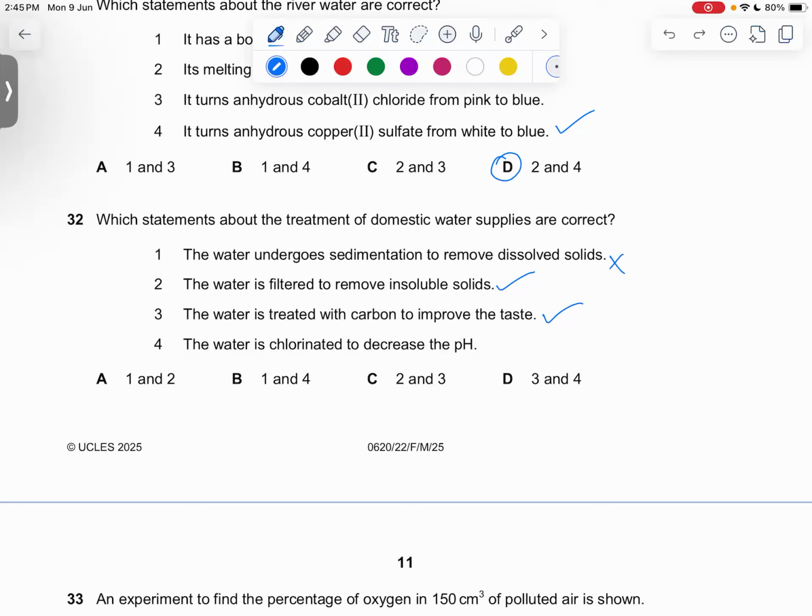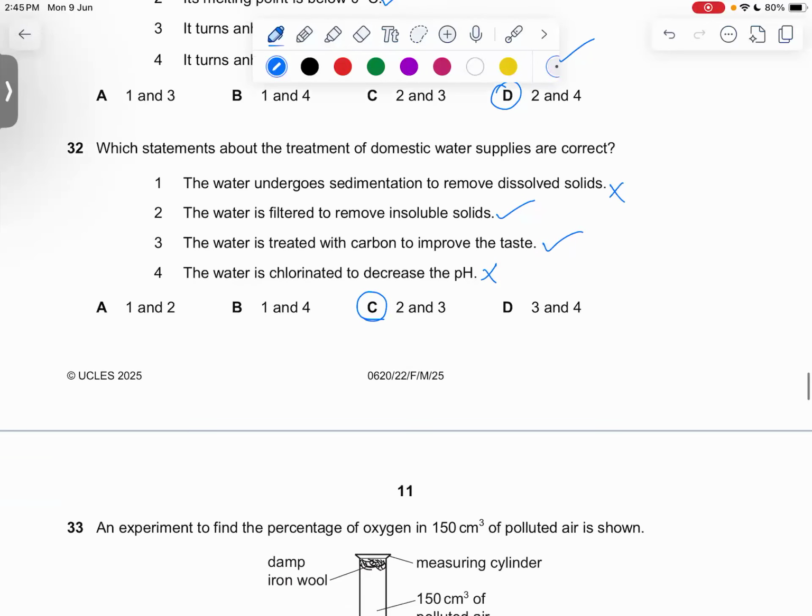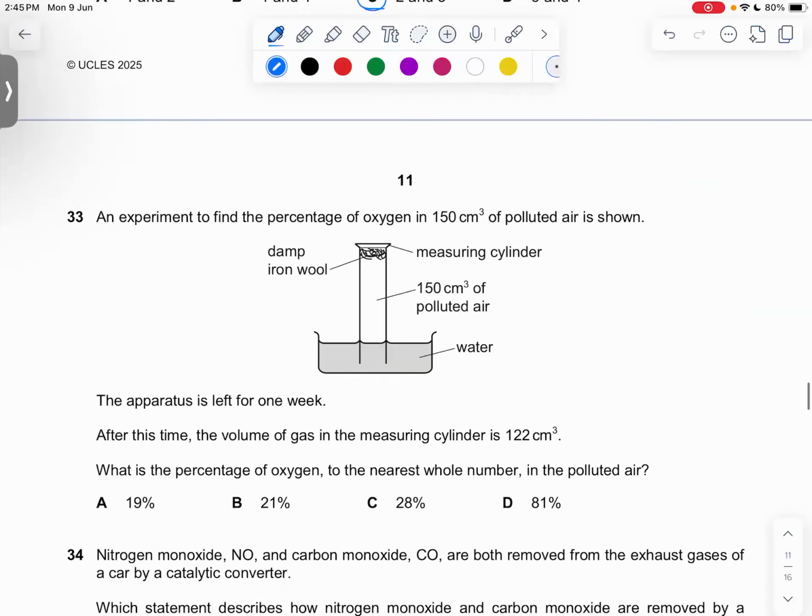What for you guys the purpose of chlorination is, the water is chlorinated to kill microorganisms. It kills bacteria. It prevents infections, so this should be considered wrong. 2 and 3 should be considered correct because 2 and 3 are more accurate answers.